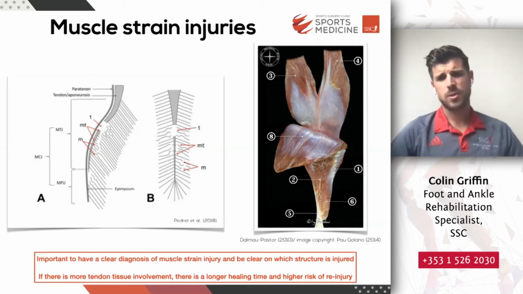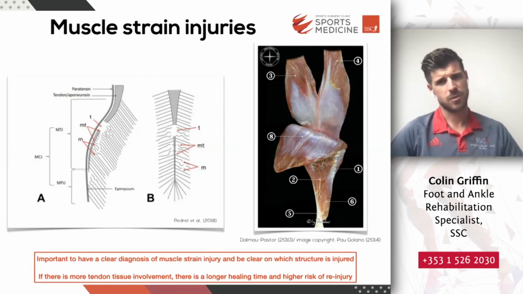So it's important that we're clear in the diagnosis. We use MRI imaging to know the grading of the injury, whether it's a 1, 2, or 3, or worst case scenario 4, and whether it's just pure muscle fiber, or whether it's muscle tendon junction, or whether it's pure tendon tissue that's disrupted, and that can impact on it.